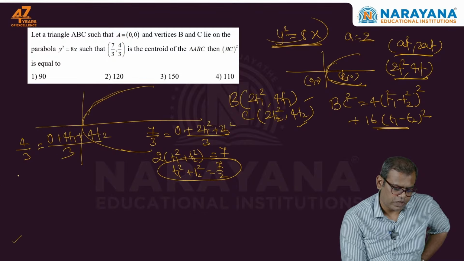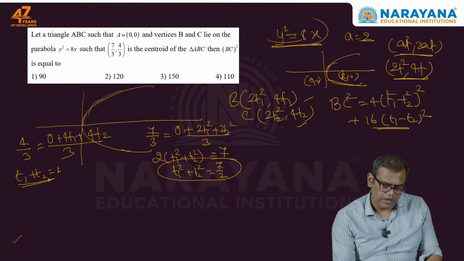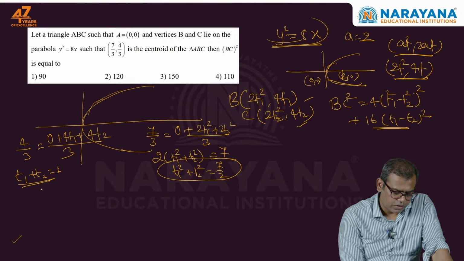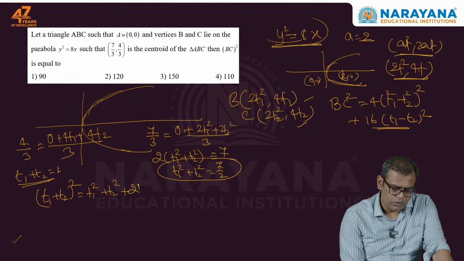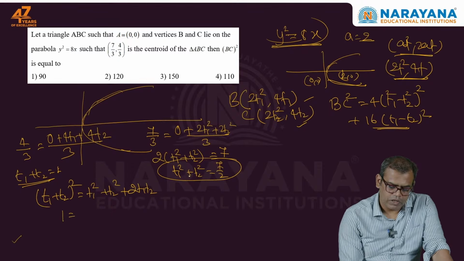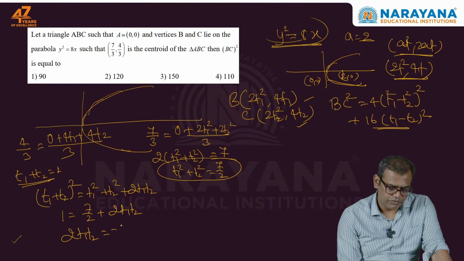Cancel the 3 from both sides. Here t1 plus t2 is 1, right? And we try to find t1 t2 also. We can write (t1 plus t2) whole square is equal to t1 square plus t2 square plus 2t1t2. (t1 plus t2) whole square is 1, and t1 square plus t2 square is given as 7 by 2, plus 2t1t2. So 2t1t2 is equal to 1 minus 7 by 2, which is minus 5 by 2. Keep this information, right?